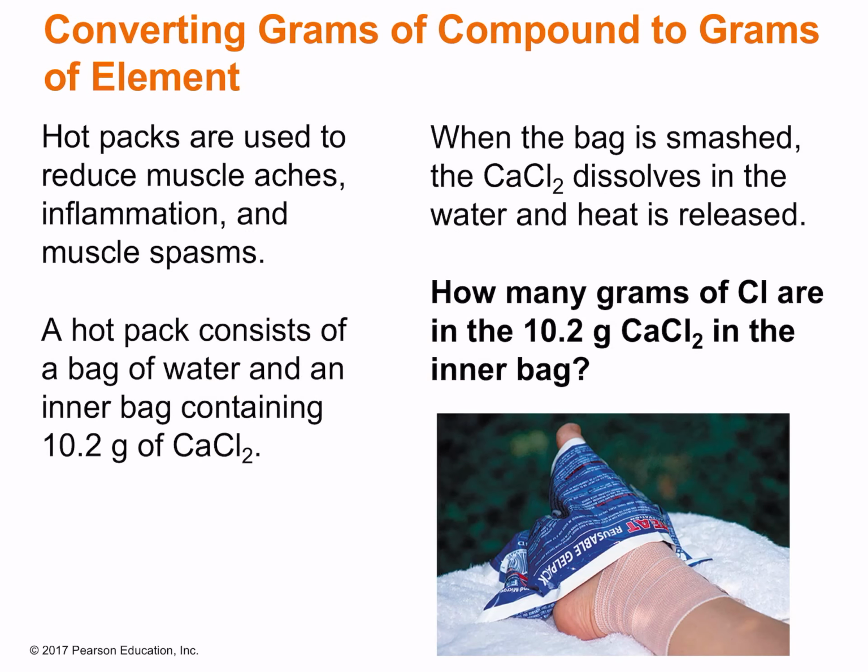So the first one, we're going to learn how to convert from grams of a compound to grams of an element. So this is just an example. It says hot packs are used to reduce muscle aches, inflammation, and muscle spasms. A hot pack consists of a bag of water containing an inner bag of 10.2 grams of calcium chloride. When the bag is smashed, the calcium chloride dissolves in the water and heat is released, which is really cool. But the question is, how many grams of chlorine are in the 10.2 gram calcium chloride bag?